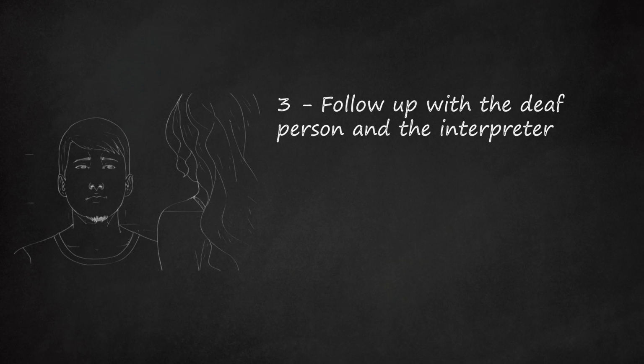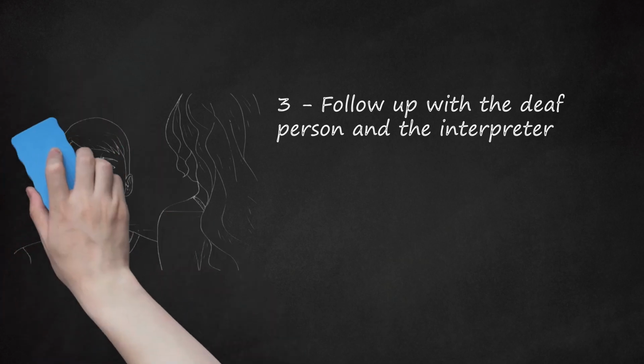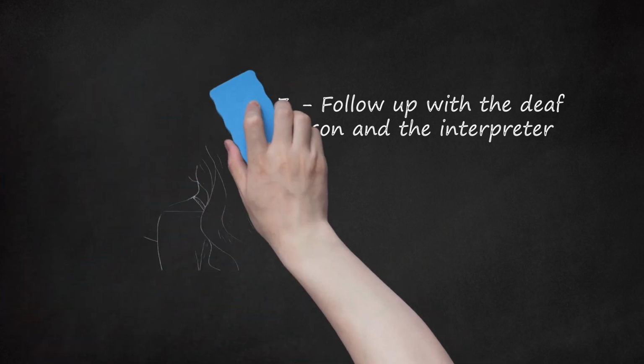You should also be open to receiving feedback from the interpreter about your behavior and presence during the meeting. If you are new to communicating with a deaf person through an interpreter, you may make a few mistakes or missteps. Getting feedback can allow you to recognize what you did wrong and improve your communication with the interpreter and the deaf person in the future.